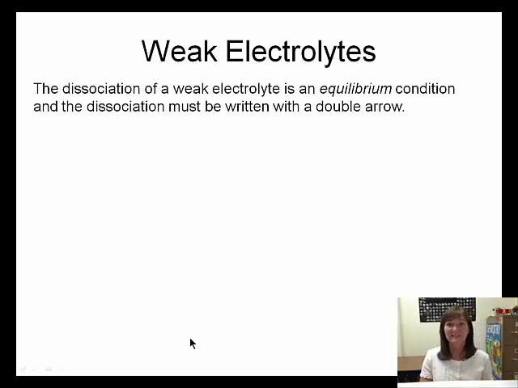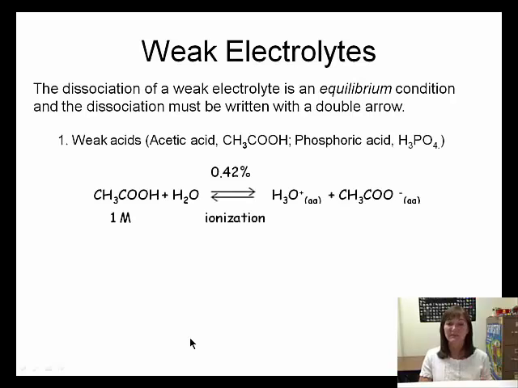Weak electrolytes, on the other hand, are going to reach an equilibrium condition. The dissociation must be written with the double-headed arrow, representing that you're at equilibrium. So weak acids like acetic acid or phosphoric acid. This here is an equation showing acetic acid in water, and I'm showing you that not even 0.5% of these acetic acid molecules are going to break up into ions. It's a very small percent that turn into ions, so it's a weak electrolyte. It's going to conduct electricity very weakly.